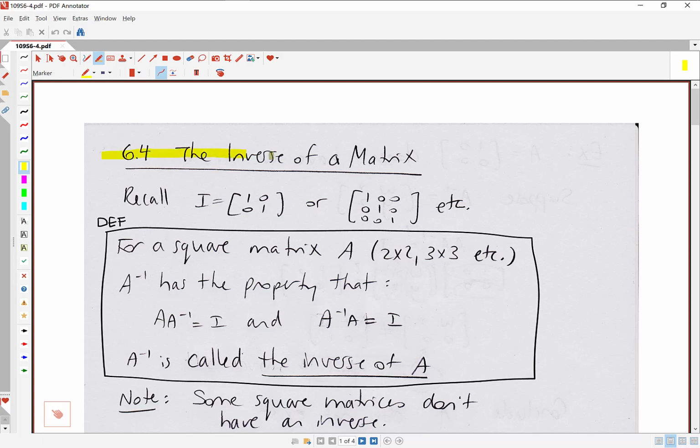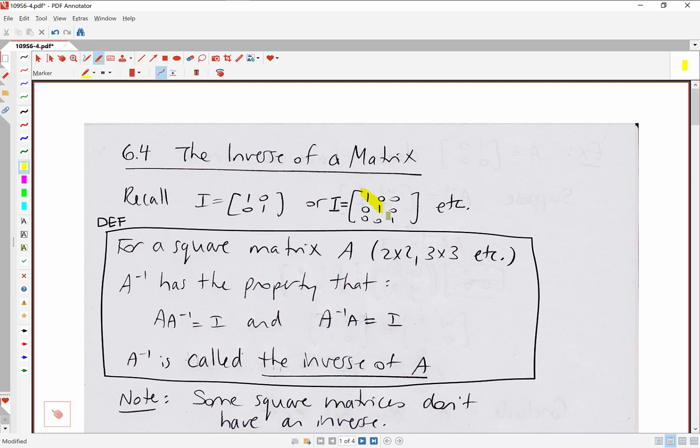In this video, we're going to discuss the inverse of a matrix. Let's recall from section 6.3 what the identity matrix represents. We'll write that as I, and it's got ones along the main diagonal and zeros everywhere else. So the 2 by 2 identity matrix looks like this. If we were talking about 3 by 3 matrices, then we would say the identity matrix looks like this.